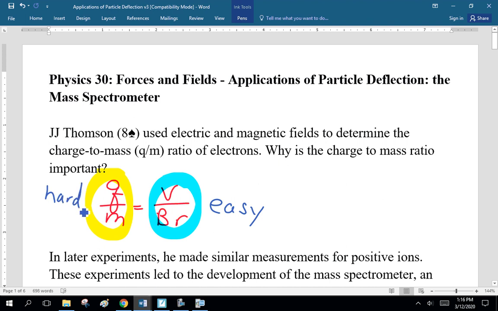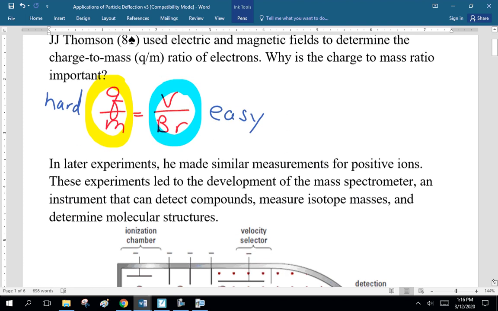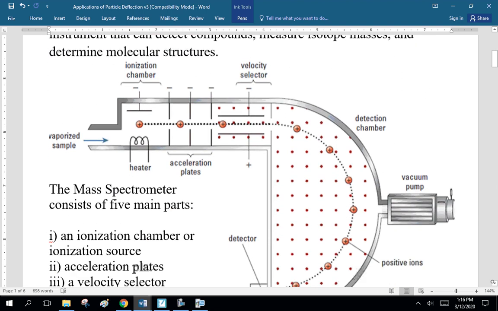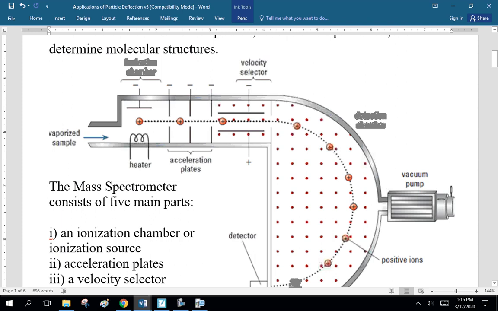Now, one of the reasons it's so hard is we have 2 unknowns, charge and mass. So we need a second equation. There's no way to solve one equation with 2 unknowns. So, in later experiments, he made similar measurements for positive ions. These experiments led to the development of the mass spectrometer, an instrument that can detect compounds, measure isotope masses, and determine molecular structures. But there we're getting into chemistry stuff, and I don't want to talk about it. So, a mass spectrometer consists of 5 major parts.